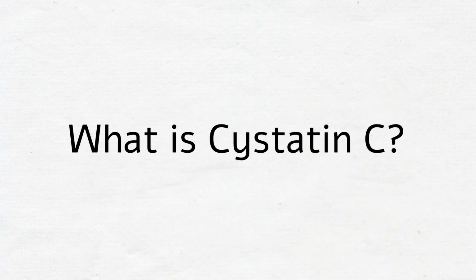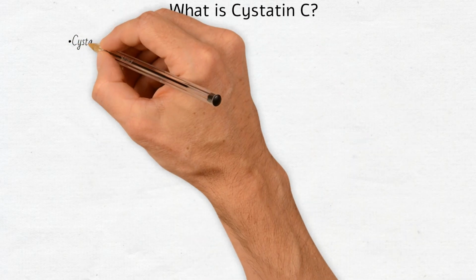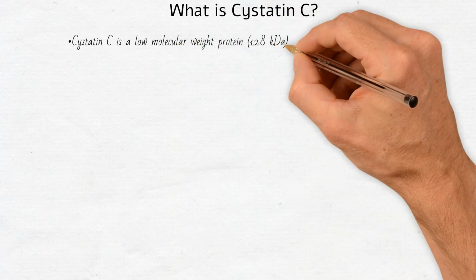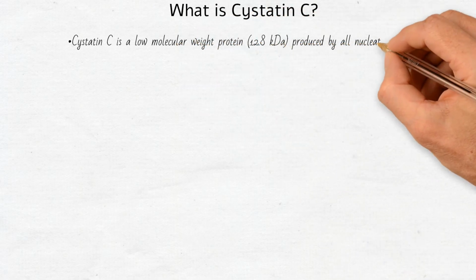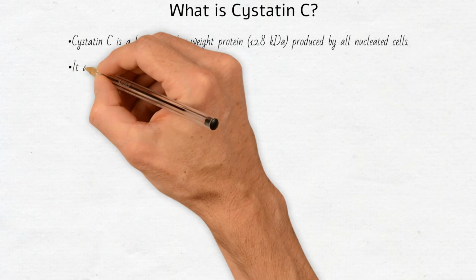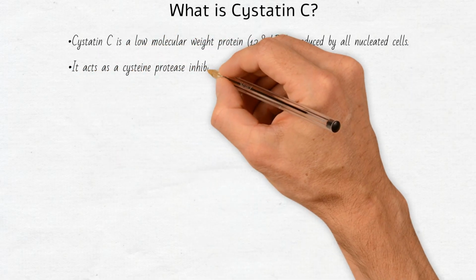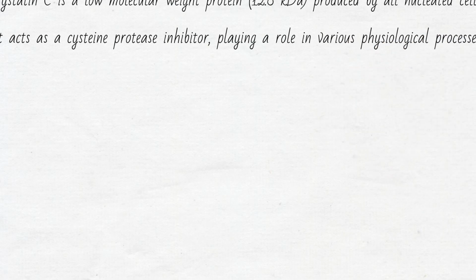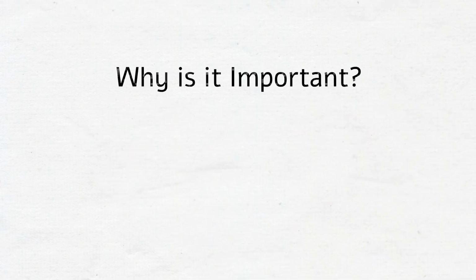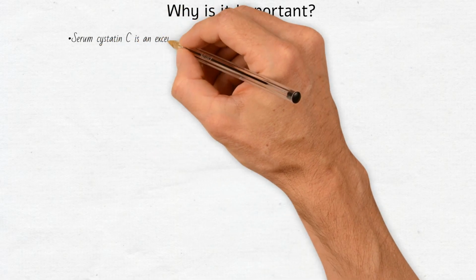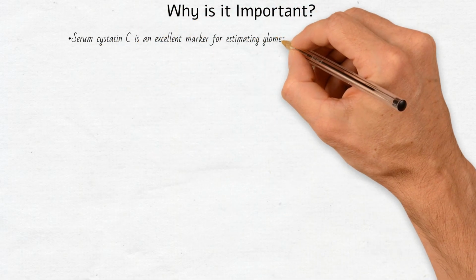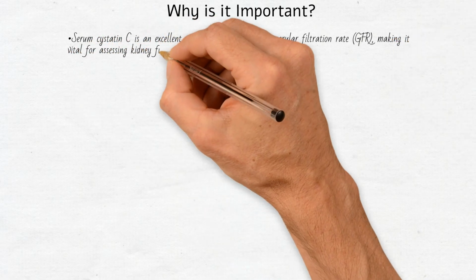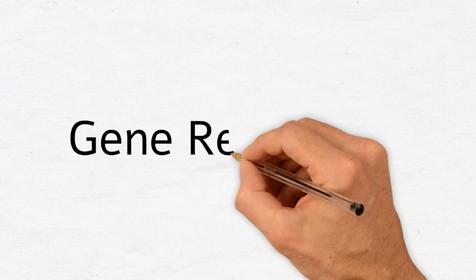What is cystatin C? Cystatin C is a low molecular weight protein, 12.8 kilodaltons, produced by all nucleated cells. It acts as a cysteine protease inhibitor, playing a role in various physiological processes. Why is it important? Serum cystatin C is an excellent marker for estimating glomerular filtration rate, GFR, making it vital for assessing kidney function.